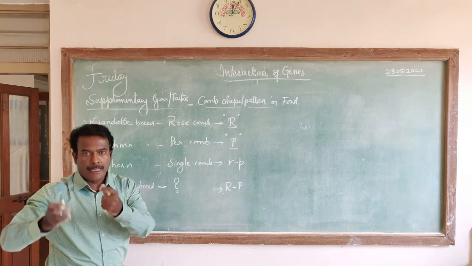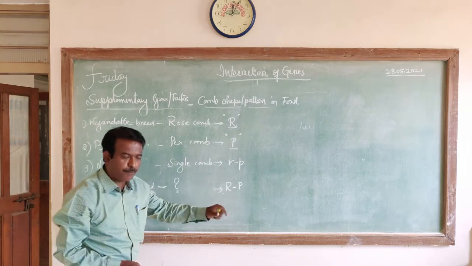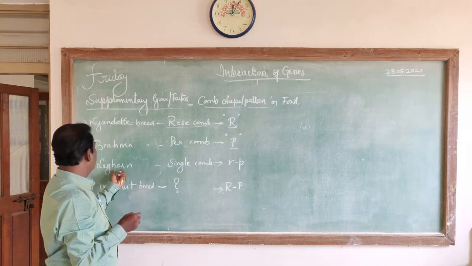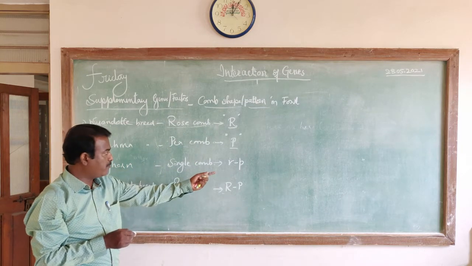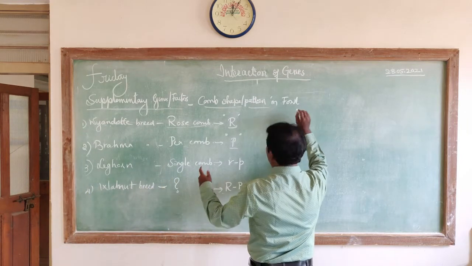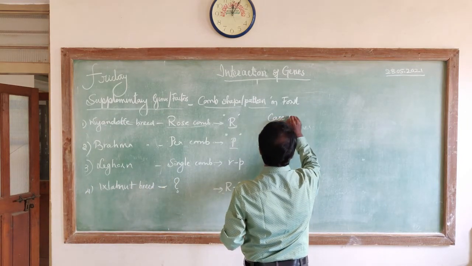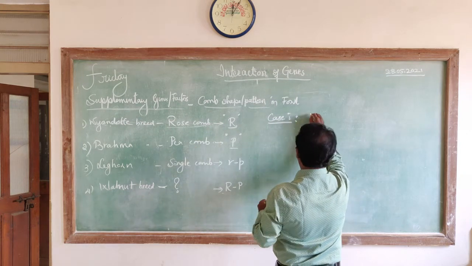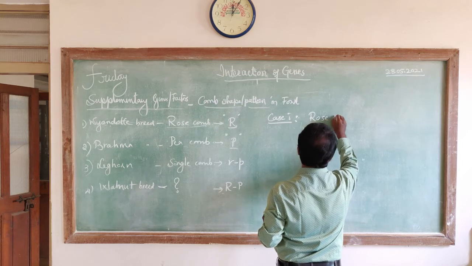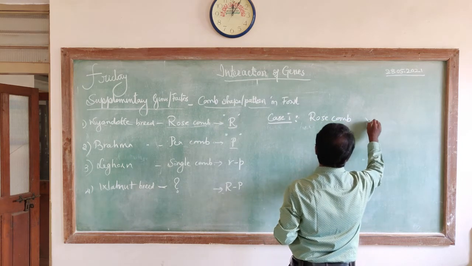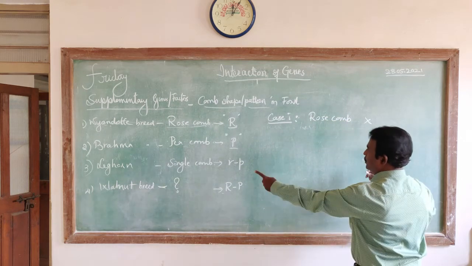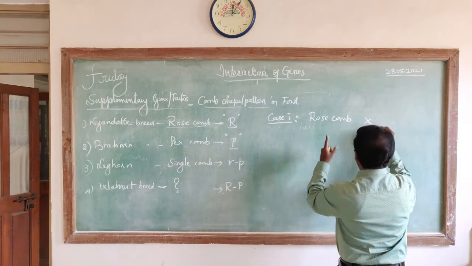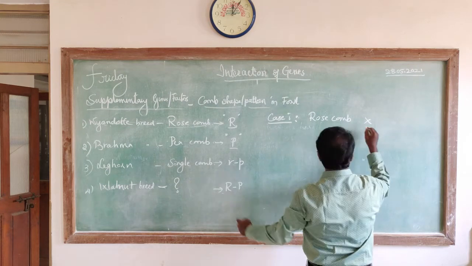How do I prove it? We can prove it by crossing rose combed fowl with the single combed leghorn, because it is recessive as I said before. Okay, let me write case 1. Case 1. If we cross rose combed fowl with single combed leghorn, rose combed Vandote breed, if we cross it with single combed leghorn.